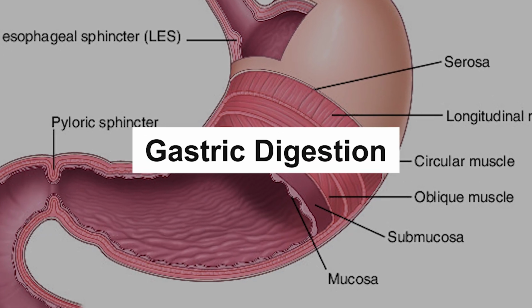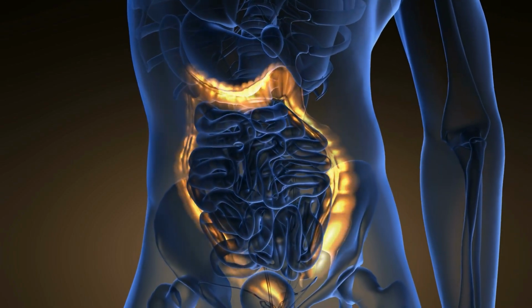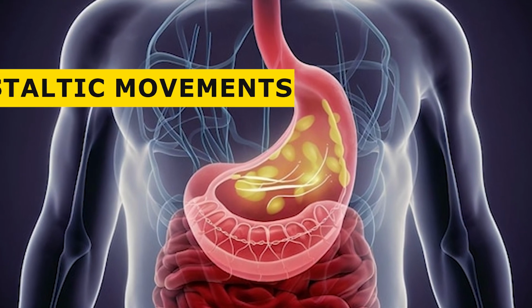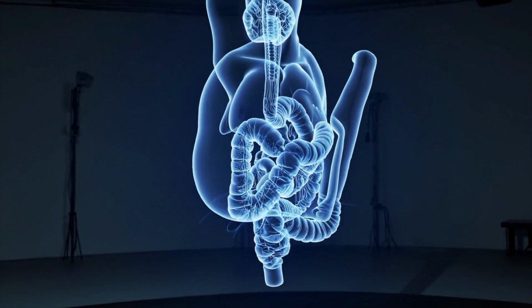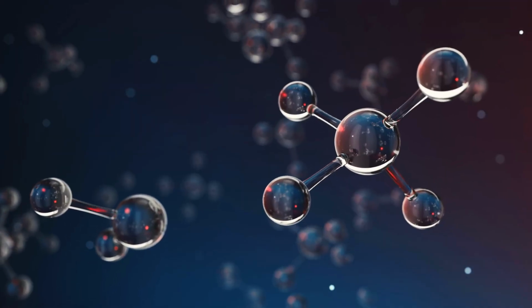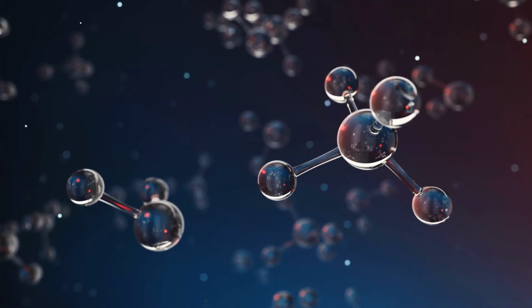Gastric digestion. Digestion in the stomach involves both mechanical and chemical processes. Mechanically, the stomach churns food through peristaltic movements. Chemically, the acidic environment and enzymes like pepsin break down complex macromolecules into simpler forms, suitable for absorption in the small intestine.